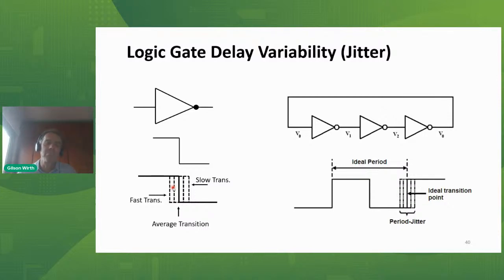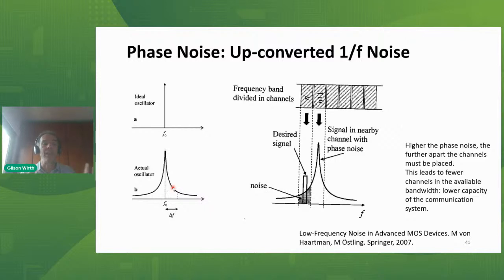Basically, the period of oscillation, the frequency of oscillation, depends on the drive current of the transistor. The drive current of the transistor is a random variable, random over time, introducing then jitter or phase noise. That means we'll not be able to have an ideal oscillator, because for an ideal oscillator, you would need an ideal drain current.